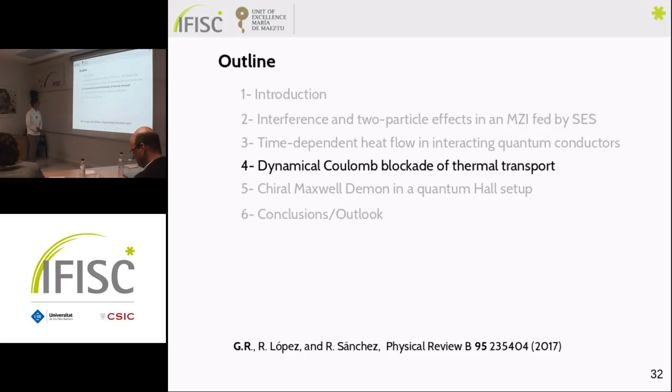So now we move to the third chapter, which is dynamical Coulomb blockade of thermal transport. And in this case, the goal of this work was to study how an environment affects transport through a single electron transistor.